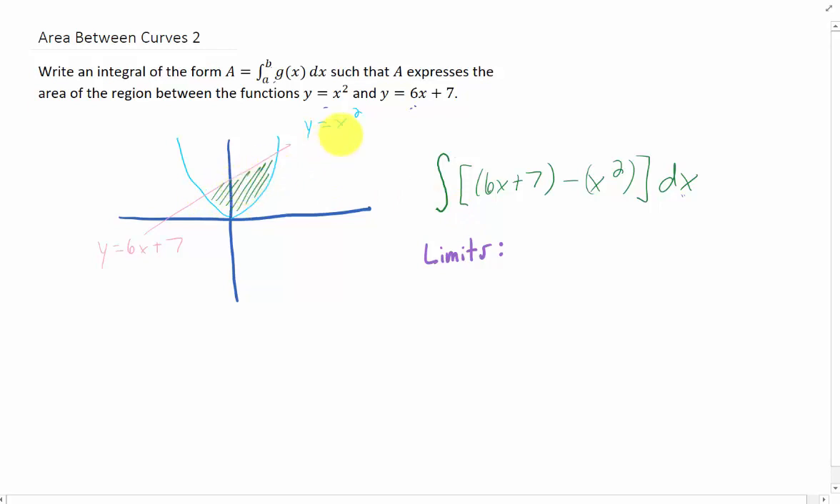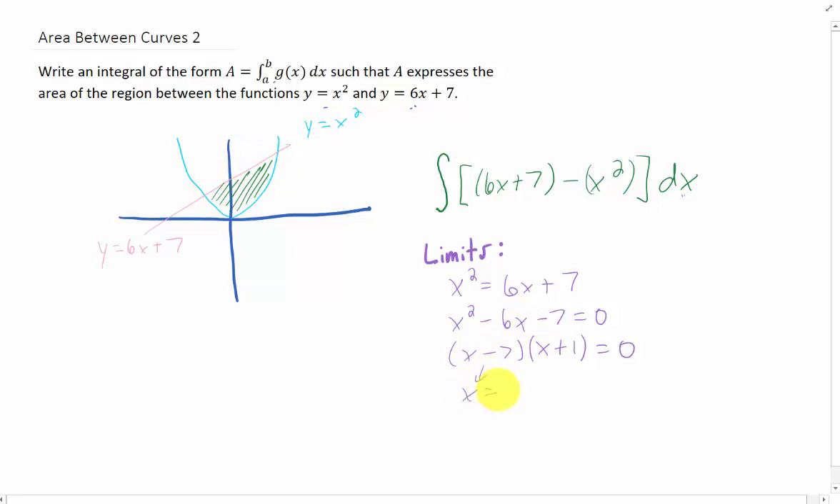We find those limits by setting the two functions equal to each other. In my case, I have x squared equals 6x plus 7. That's a quadratic, so you should move everything to one side of the equation. And in this case, we can factor. If we couldn't factor this quadratic, we'd have to use the quadratic formula to find the x values where these two curves intersect. But this is a much better problem when it factors.